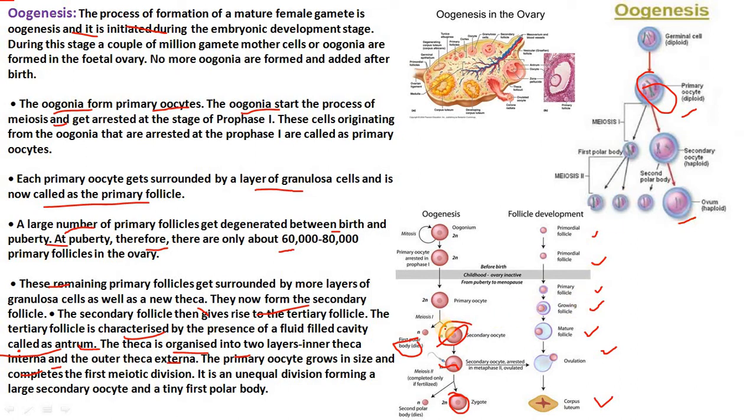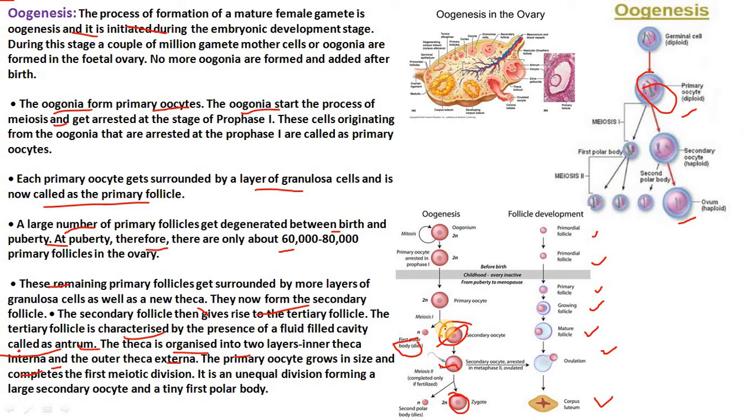So, the multiplication phase occurs during fetal development. It should be noticed that certain cells present in the germinal epithelium of the female ovary are bigger than the others. This cell splits by mitosis, creating a couple of million oogonia and mother egg cells in each ovary present in the fetus. No more oogonia are formed or added after birth.